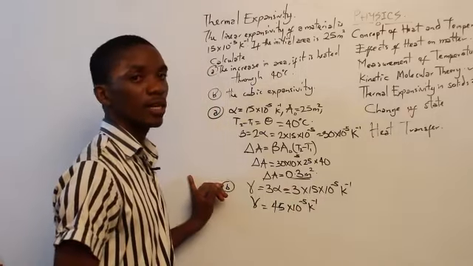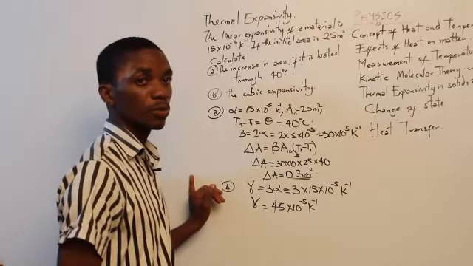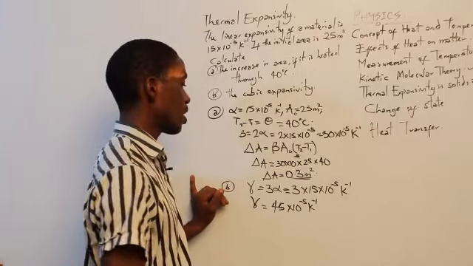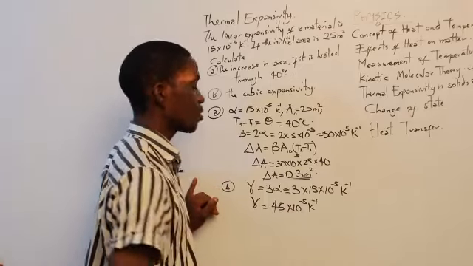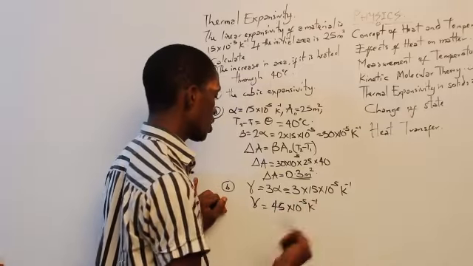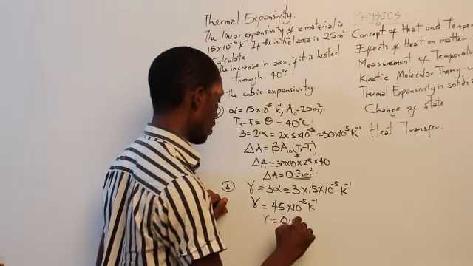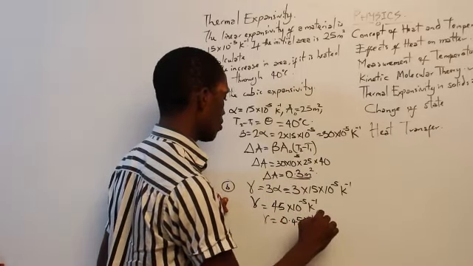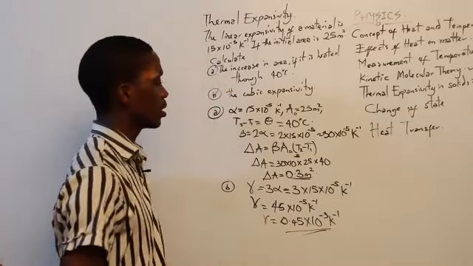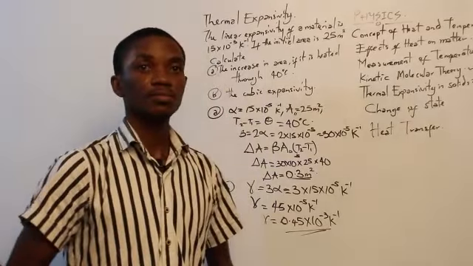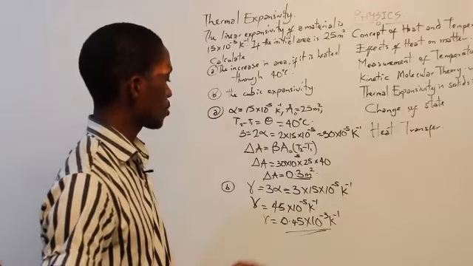We can leave our answer like this, or we can simply take it to the nearest submultiple. I would prefer to bring it to micro, or let's bring it to milli. That's 10 raised to the power minus 3. So bring it to milli, it will be gamma equals 0.45 times 10 raised to the power of minus 3. So that's the expression we get.